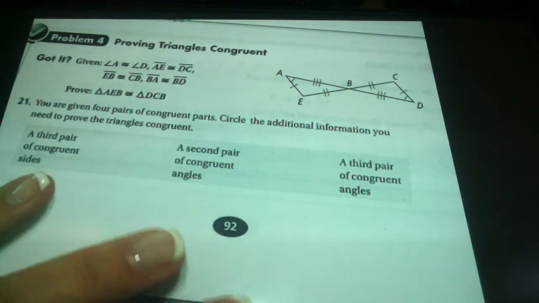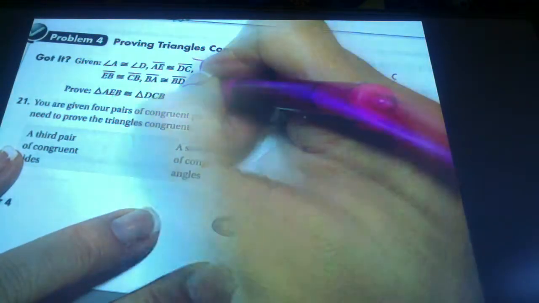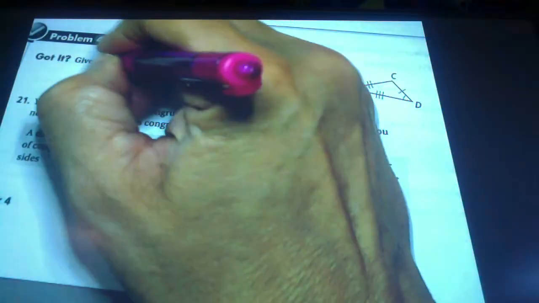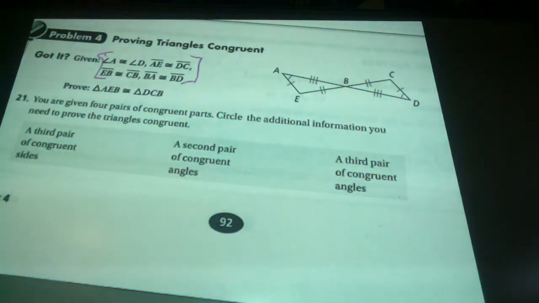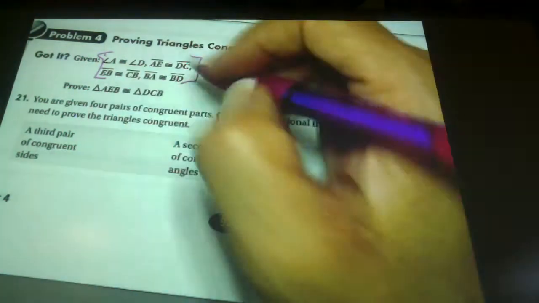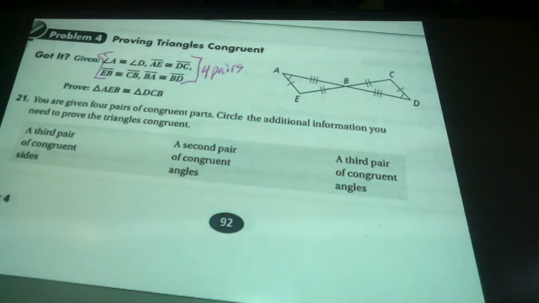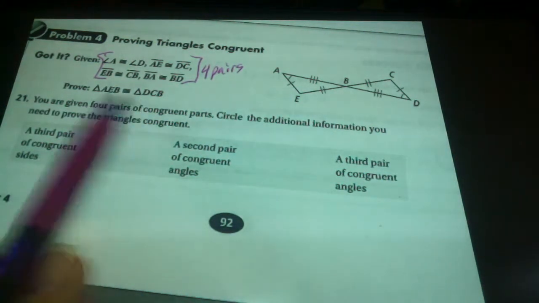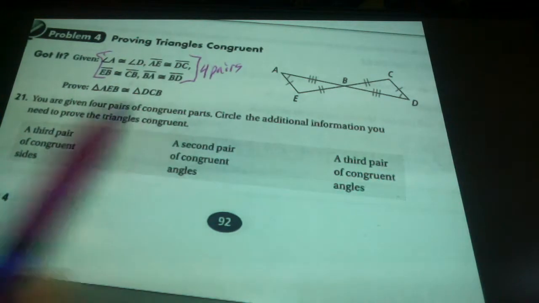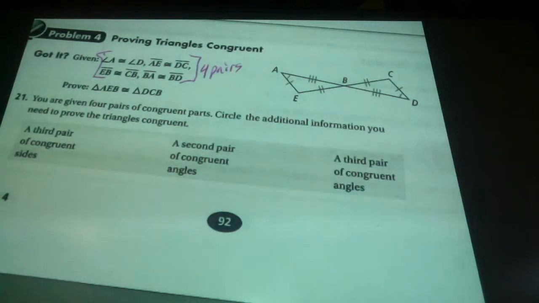How many pairs of corresponding parts have they named here? How many pairs? 4. 4 pairs. How many pairs do I need altogether to prove the triangles are congruent? 6. So I need 2 more. And that's what they want us to prove, that the triangles are congruent. So just look at the picture. What else can I prove is congruent without any help? What can I see as congruent without knowing?